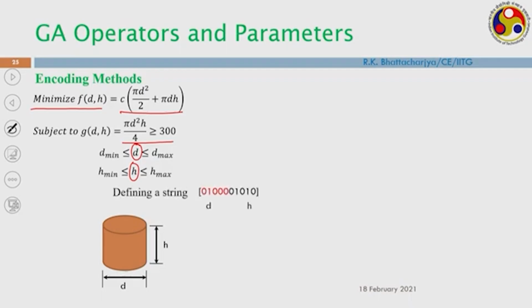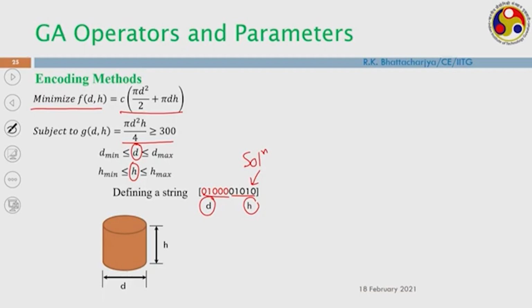Let us define a string here. So, what I am doing? I am using a total of 5 bits to represent the variable d, and another 5 bits to represent the variable h. Okay. So, this is your solution string basically. Now I am defining a chromosome here. So, this is a chromosome and these are the genes of this particular chromosome.